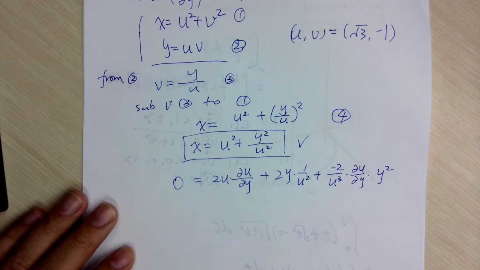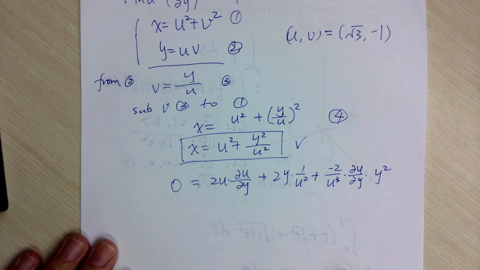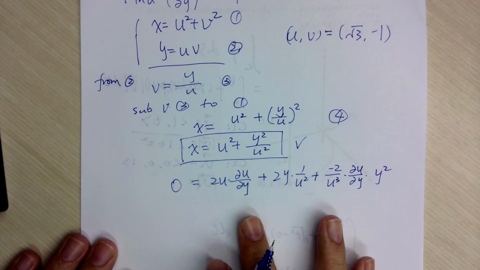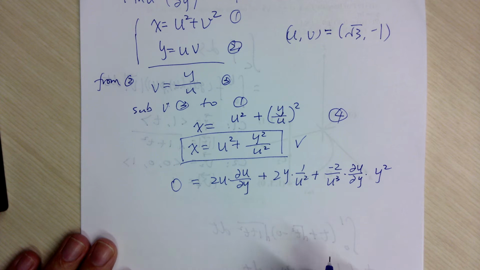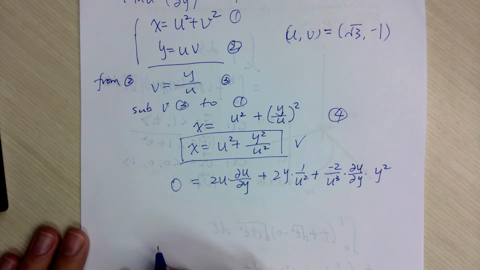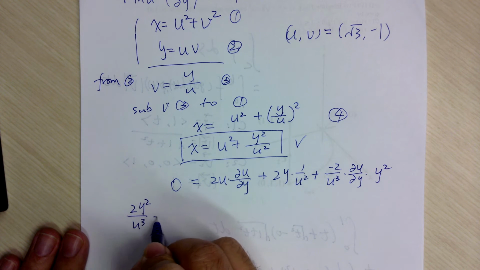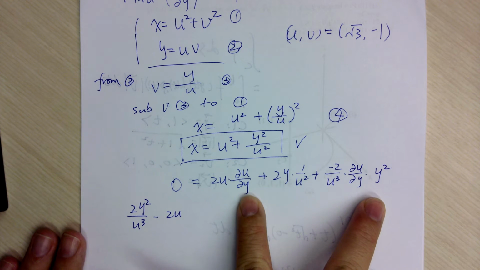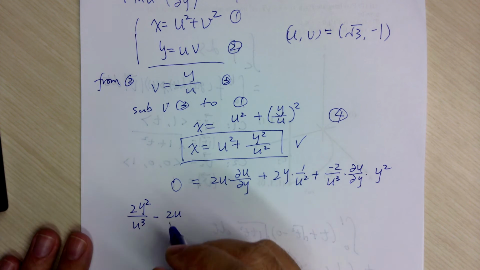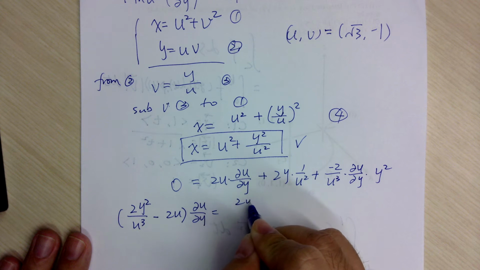Okay. So after you do the simplification here, as you can see, we actually can solve for partial u, partial y. We do some simplification, which is going to come to 2y squared over u cubed minus 2u. I moved the term involving partial u, partial y to the left. And partial u, partial y equals 2y over u squared.